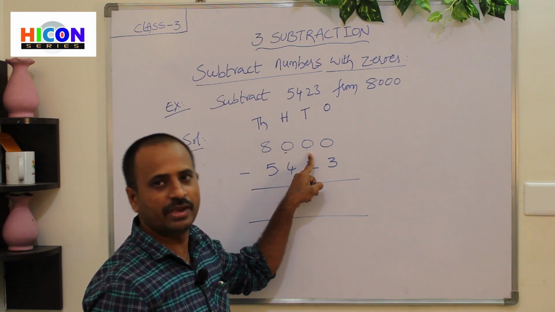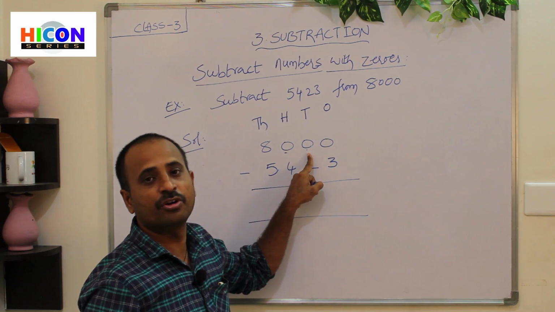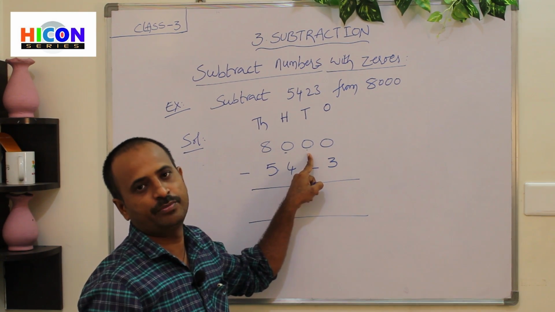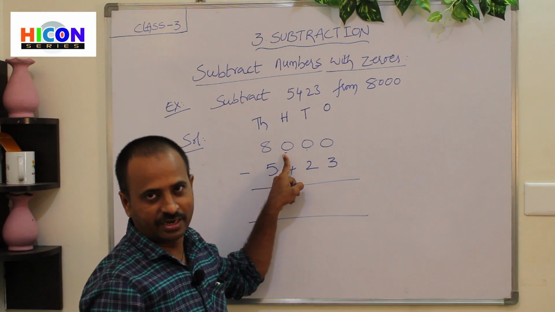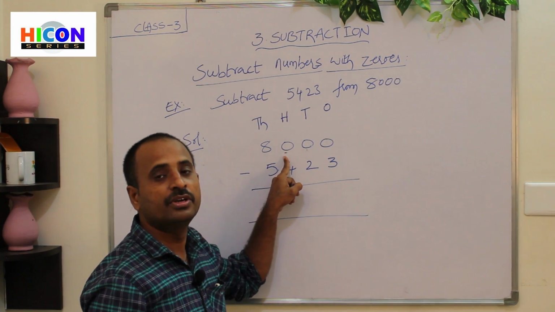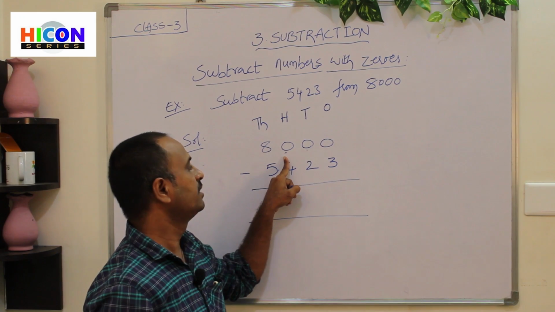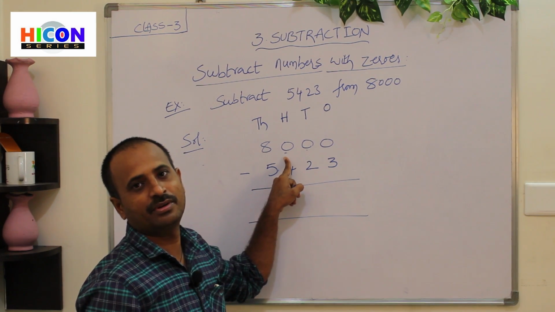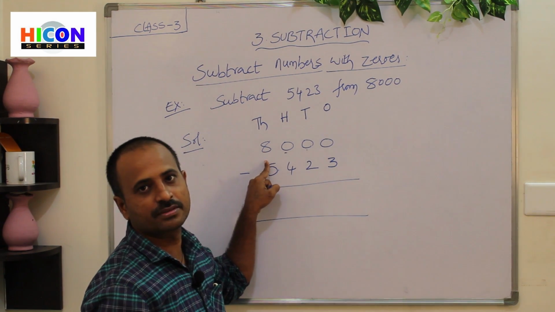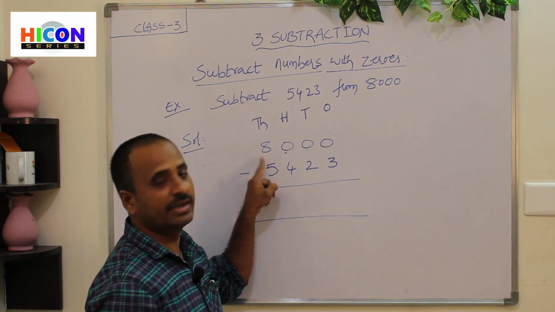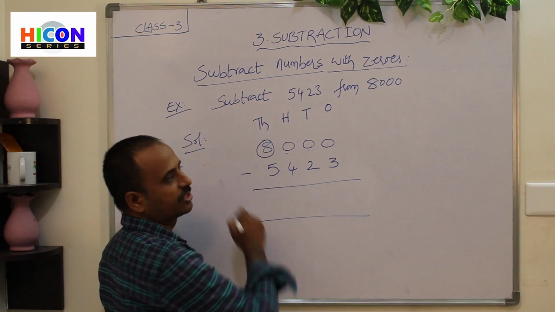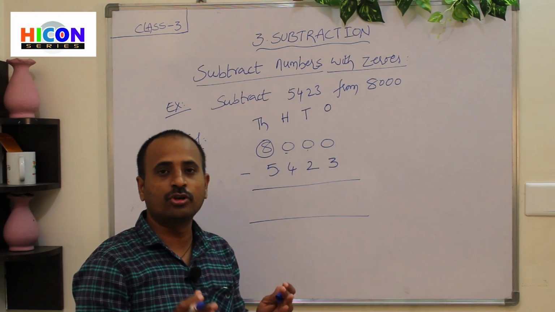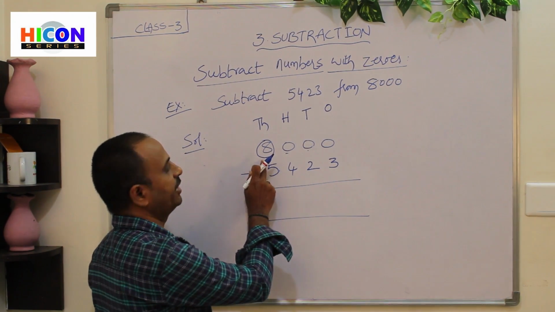But there is a 0 in the tens place. That means there are no tens in the given number. So go to the previous place, that is the hundreds place. In the hundreds place also there is 0. That means there are no hundreds in the given number. Then go to the thousands place. What is the number in the thousands place? There is 8 in the thousands place. That means 8 thousands are there in the given number.